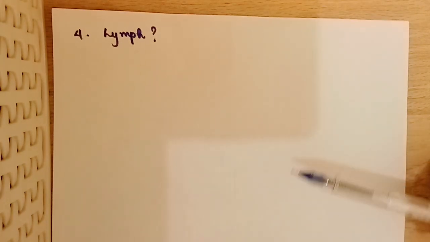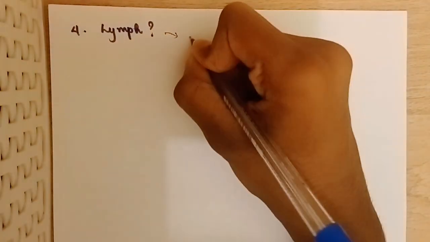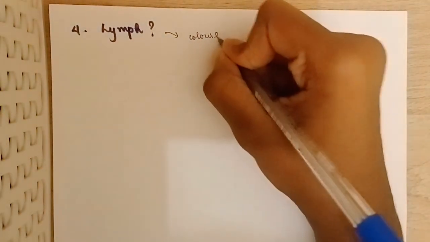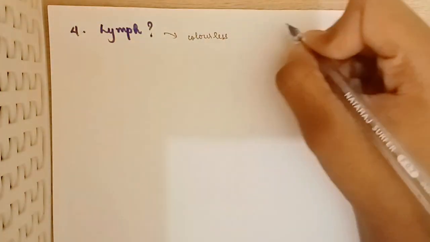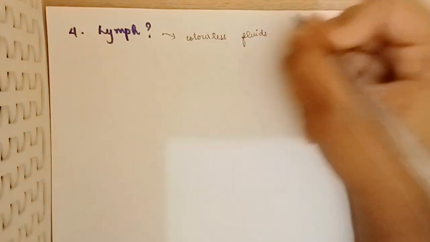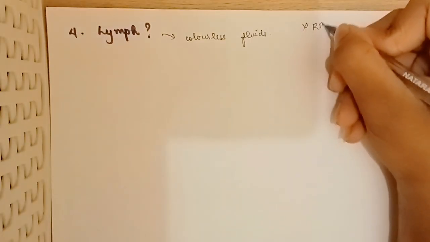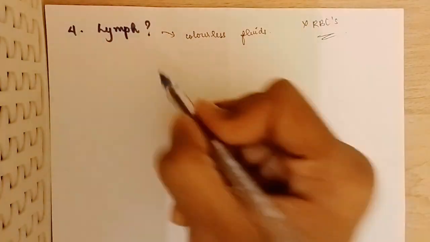Next, what is lymph? Lymph is a colorless fluid. Now what is blood? Blood is a colored fluid. It has red color, which tells that RBCs are more in number. So lymph is a colorless fluid. That means it does not have RBCs.